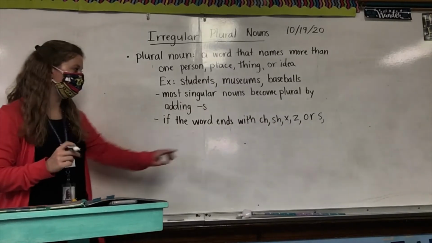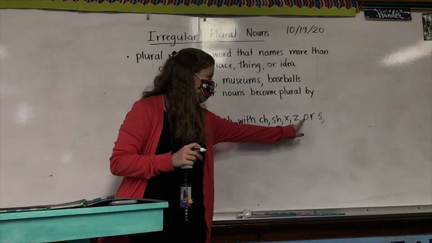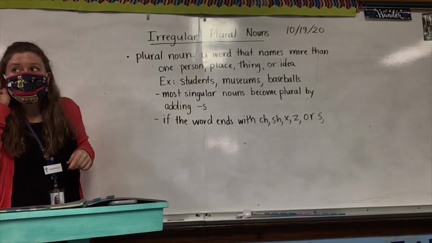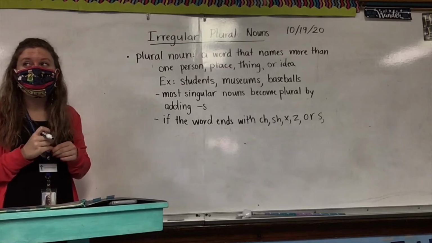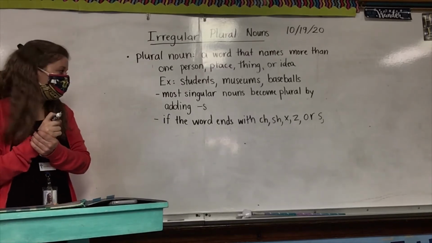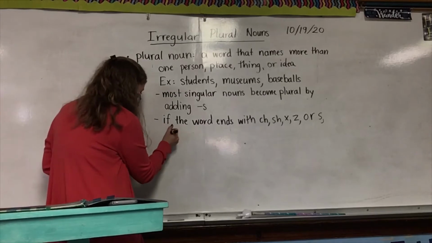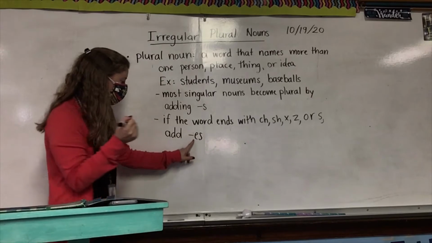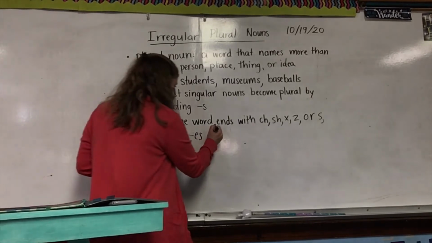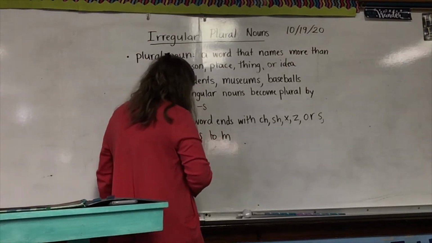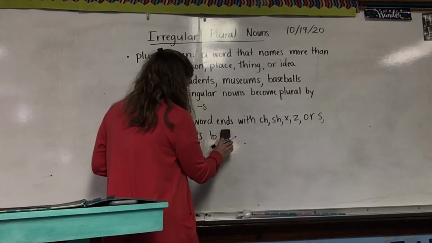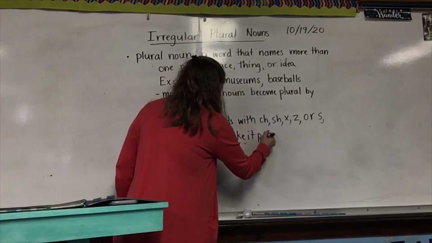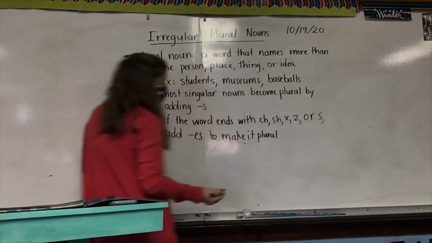So if the word ends with CH, SH, X, Z, or S, what do you do? Do you add I? Look at it. Look at your note. You add the letters. Remember that dash means letters. ES to make it plural. Give me some examples.